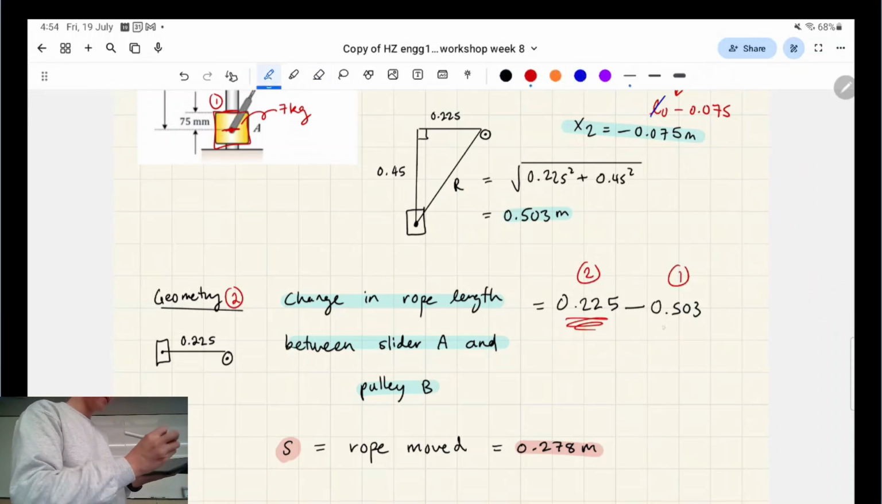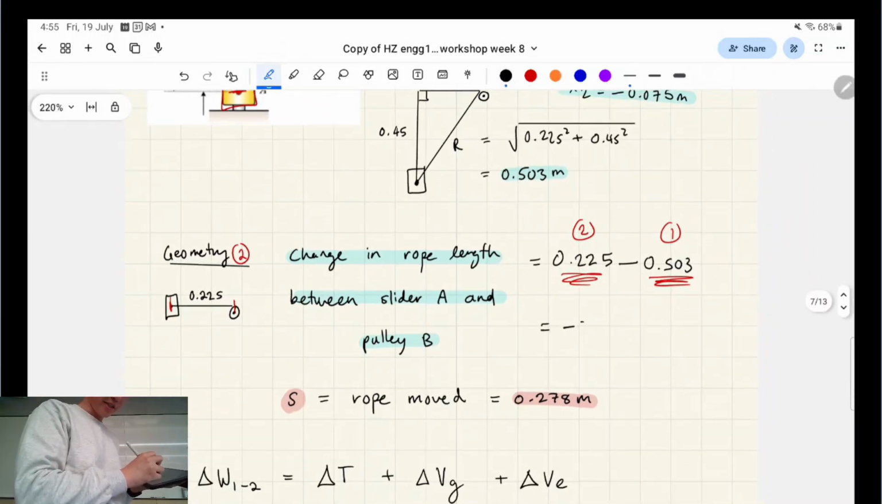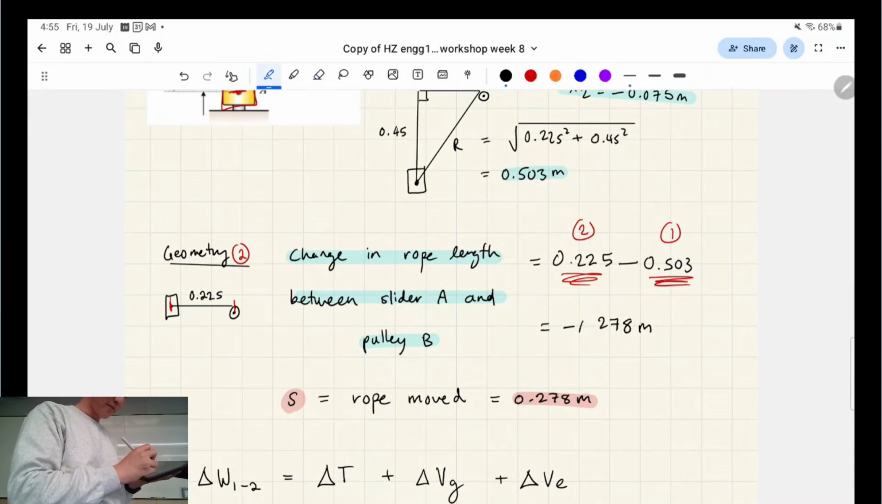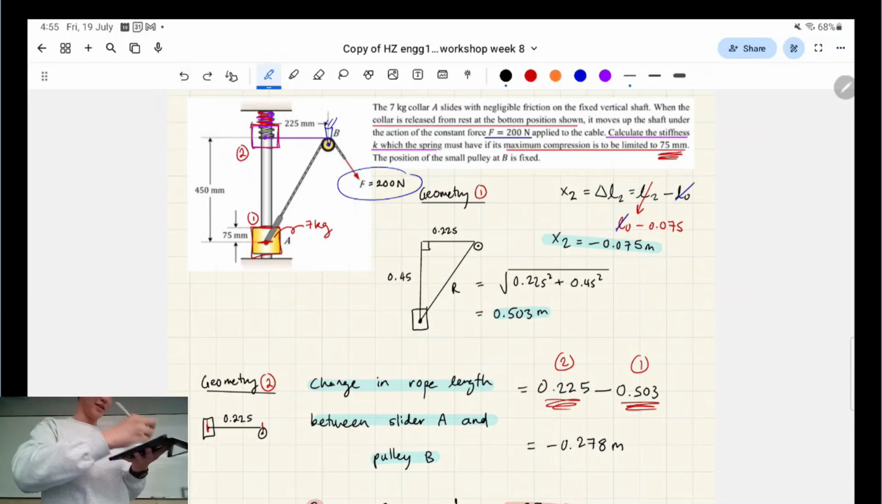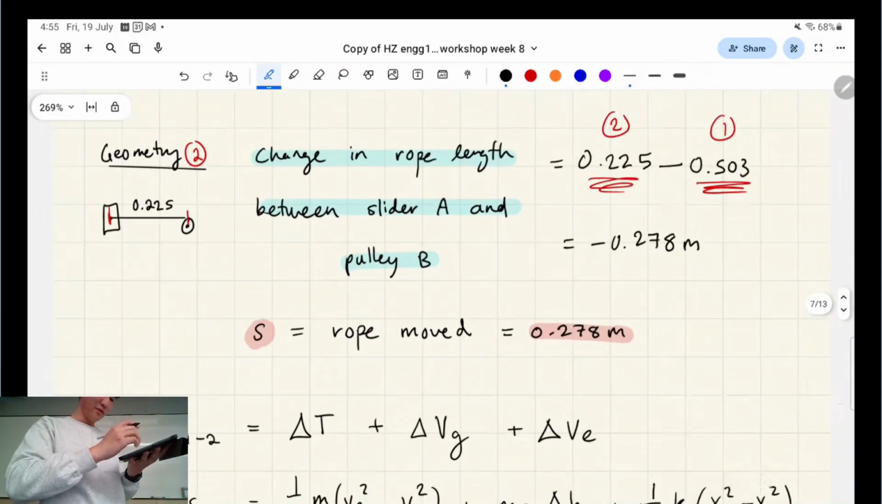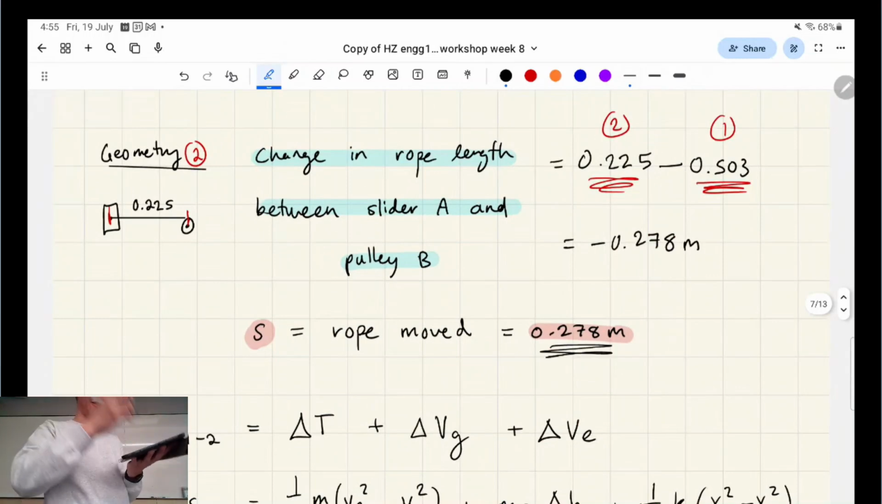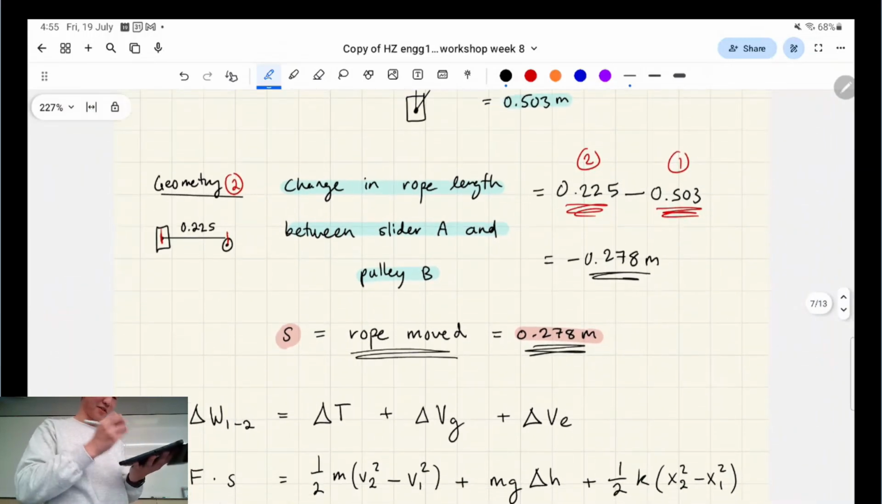So that's what the rope length will be between the pulley and the slider in state 2, and that's what the rope length was originally. Obviously a change is the final one subtracted by the initial one, right? So the change is going to be that, in terms of that distance here. But what we actually care about is how much the rope is pulled, how much the rope is extended this way. That's equal to the positive version of that number. Does that make sense? So the displacement is how much the rope moved, which is that.